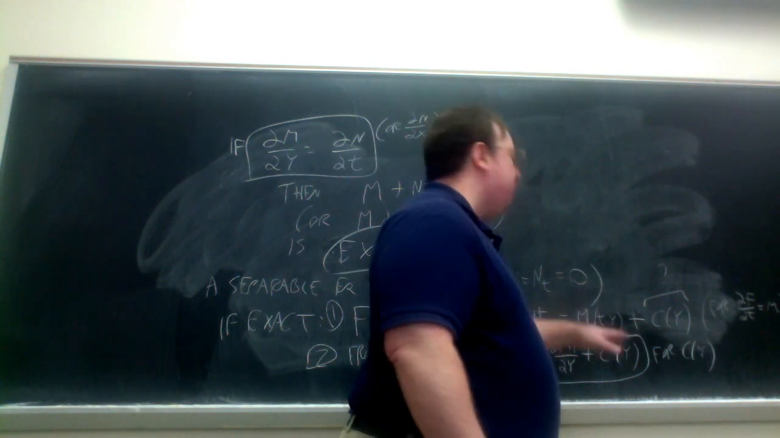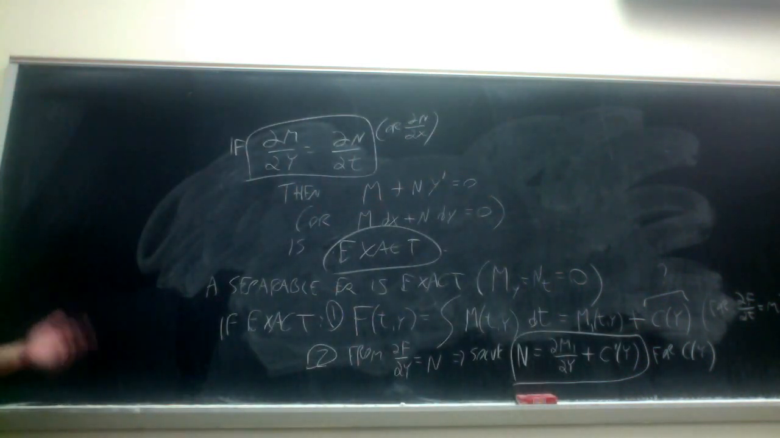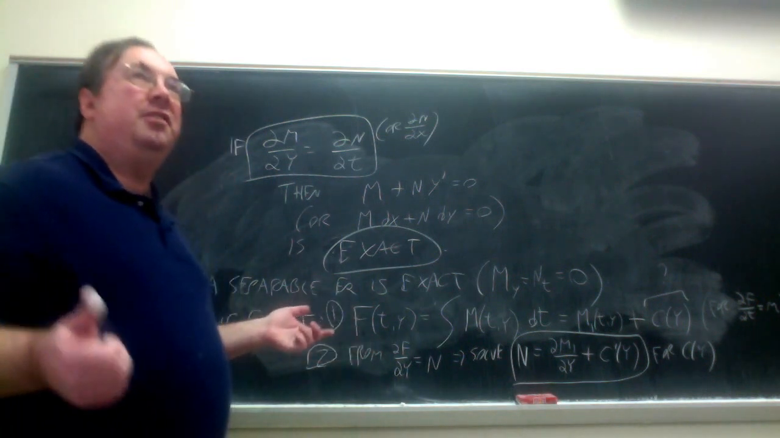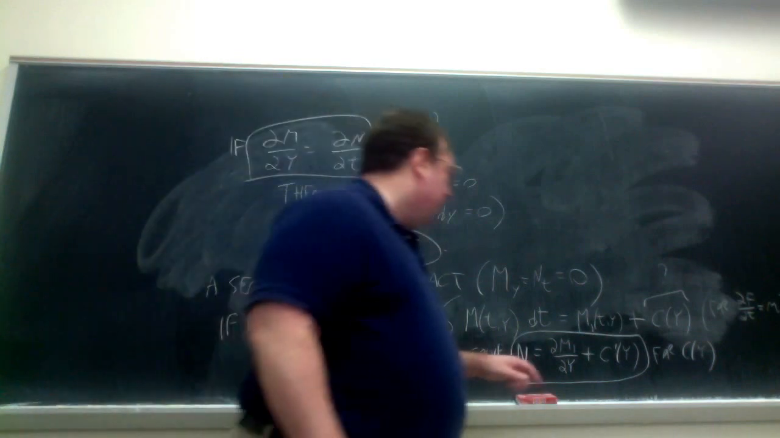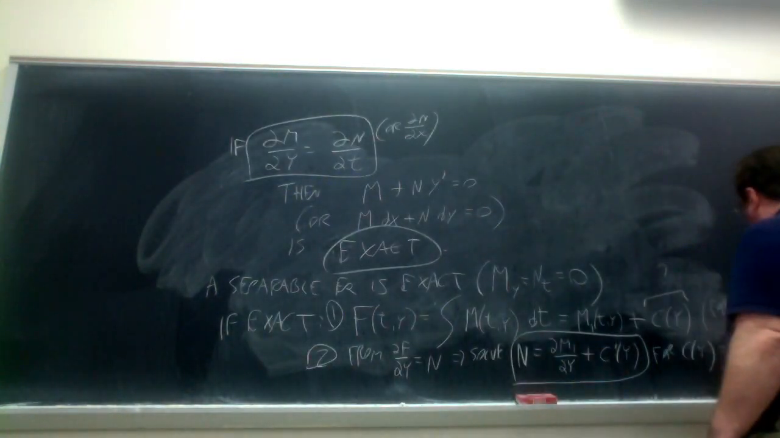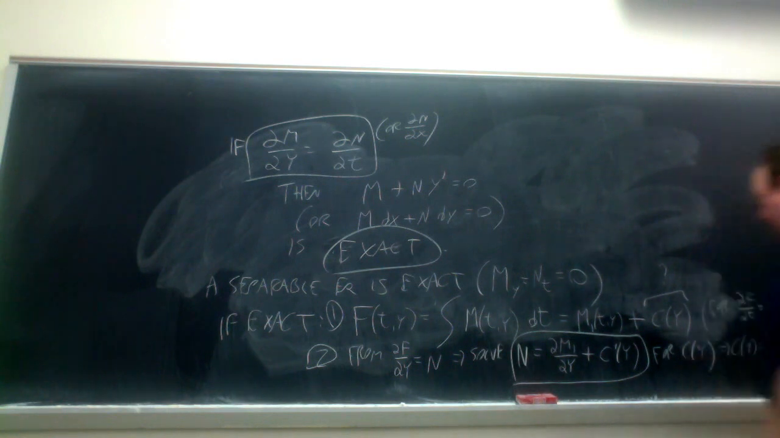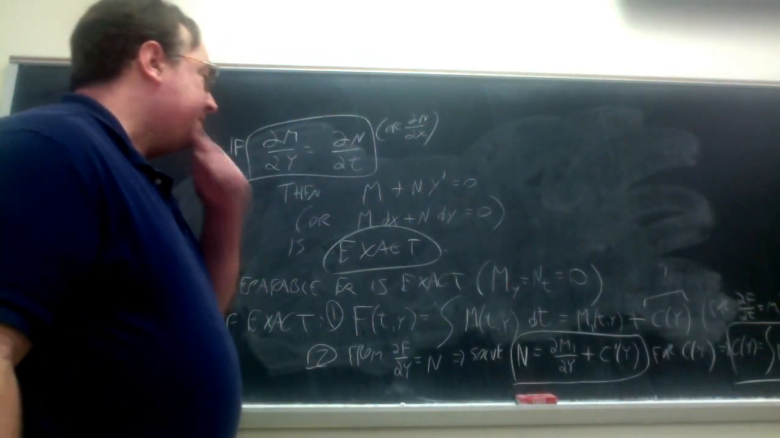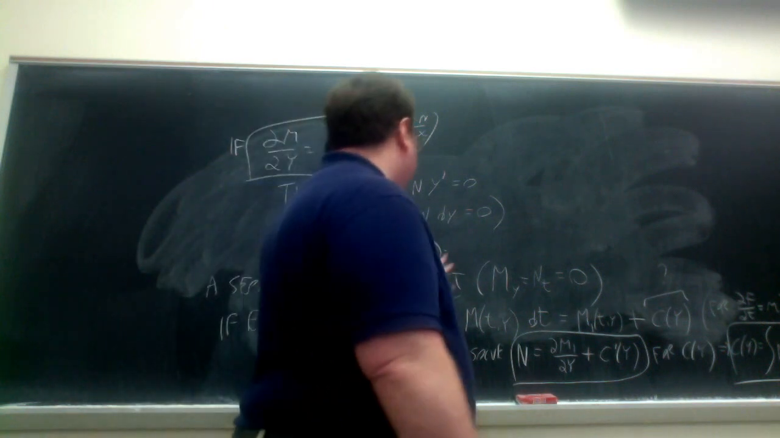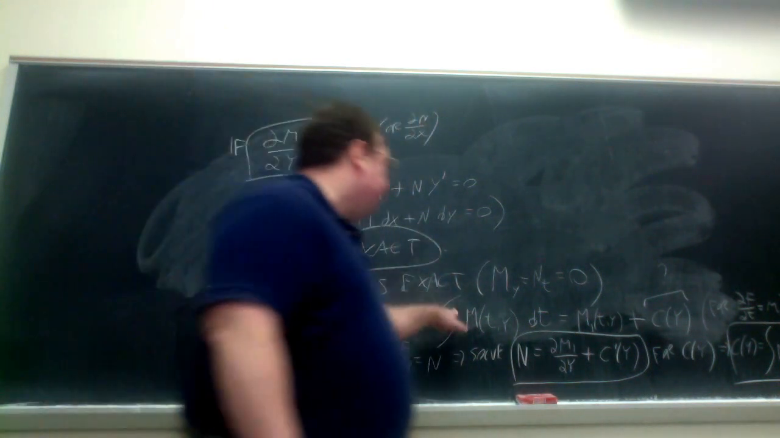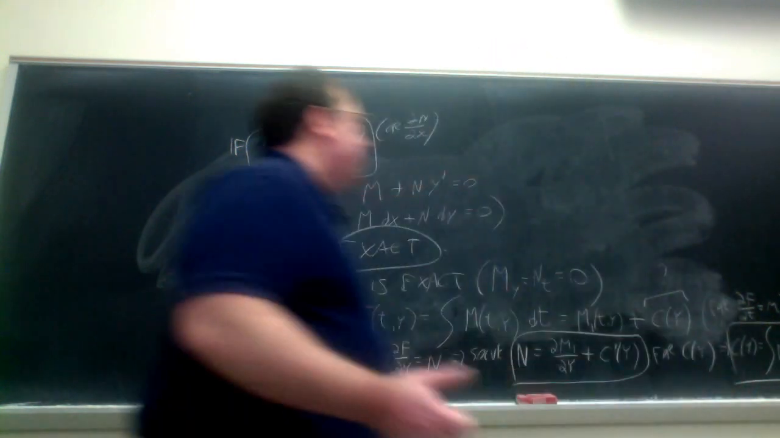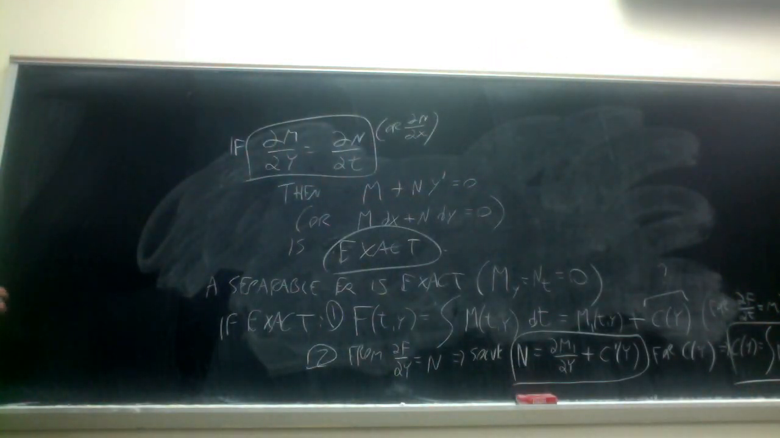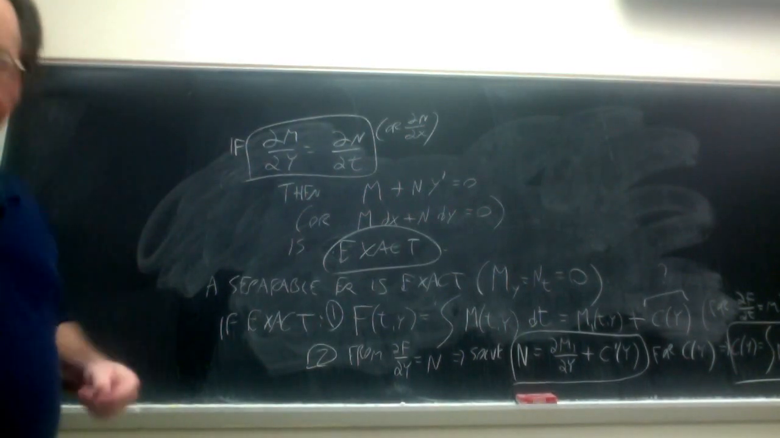You'll work all this out, and you've got c prime of y is equal to some function of only y. If there's any t dependence or x dependence, you made a mistake. So what you get is c of y is the integral of N minus the partial derivative of M1 with respect to y, dy. So really it amounts to working out two integrals. This integral, then this one. And then you put all the pieces together.